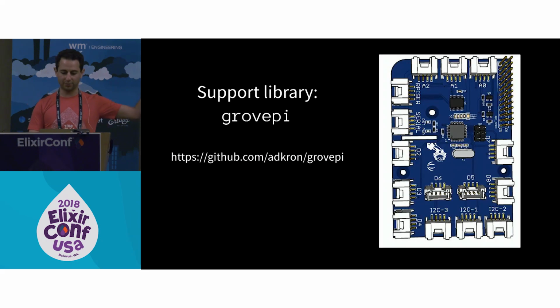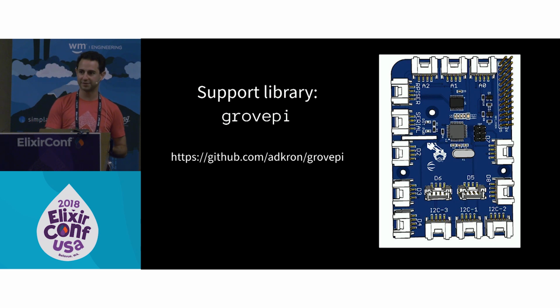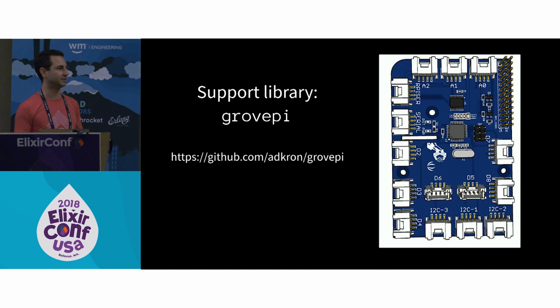So the hardware support I chose was something called GrovePi. This is a hardware platform made by a company called Dexter Industries. It gives you sensors that you can plug in over a standard hardware interface, and they make over 100 sensors. So there's tons of selection, there's tons of cool things you can do.